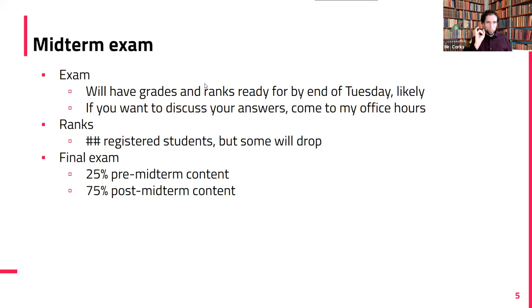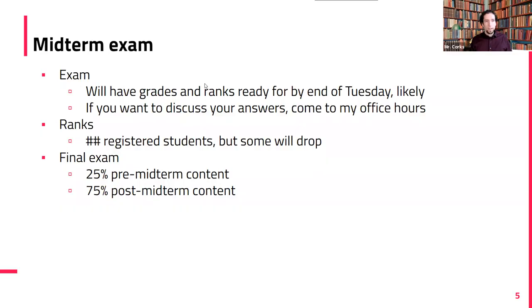I'll give you your grade for the midterm and also your rank in the course. As I'm sure you know, there's a limited number of students who can get A's or B's. So I'll tell you there are this many students registered in the course, and of them your rank is 15 or 32 or whatever it is. You'll get both of those things when the grades are ready, probably by the end of today.